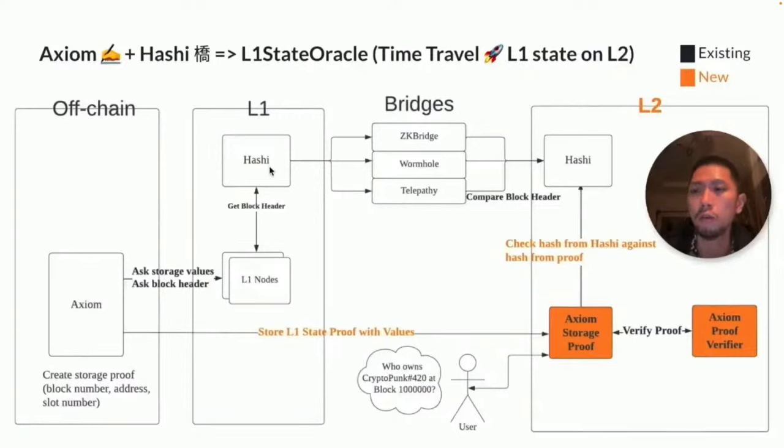Here, Hashi sends a reliable L1 block header to L2 by using the multiple bridges. On Axiom, we fetch the historical L1 storage value, and we create a ZK proof. This proof includes the L1 storage value associated with the block header. We then submit the block header hash with the proof to the L2 verifier. We check the quality of the block header reported from Hashi. On L2, we decode the L1 storage value from the proof provided. The block header hash ensures us that the value is correct as it's derived from the Merkle tree.